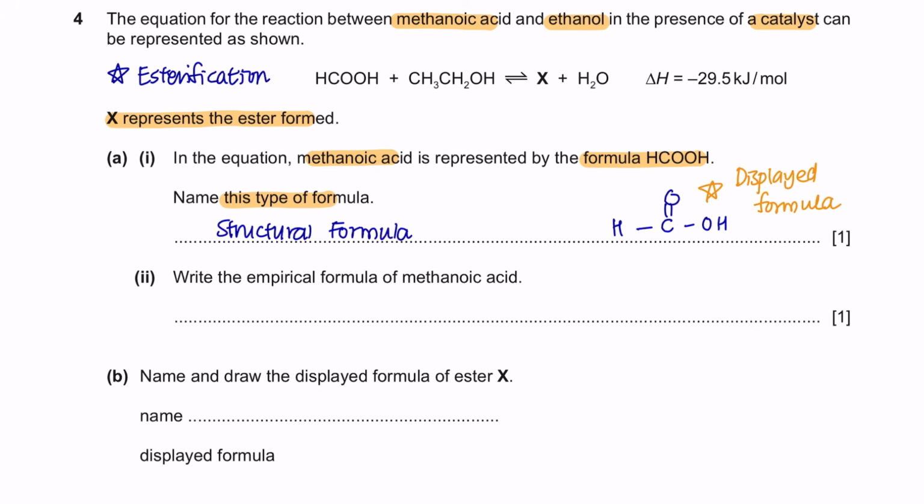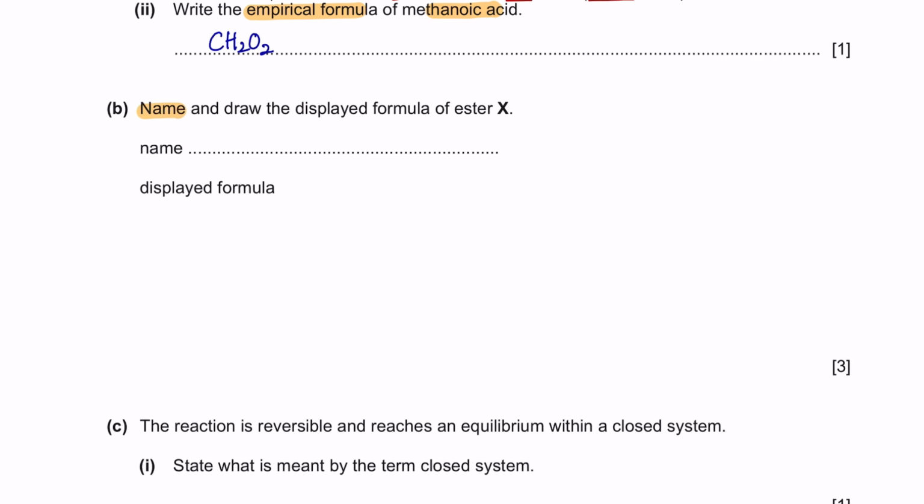Next, part 2. Write the empirical formula of methanoic acid. Empirical formula can be defined as the simplest whole number ratio of the different atoms or ions present in a compound. So the empirical formula for methanoic acid is CH2O2.